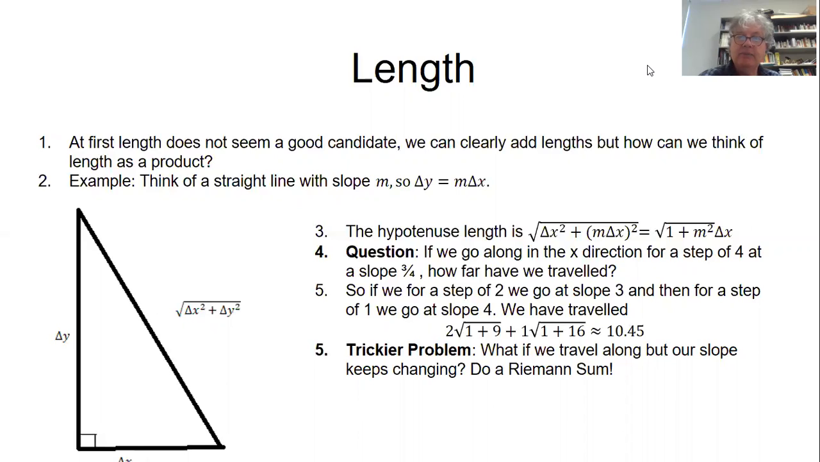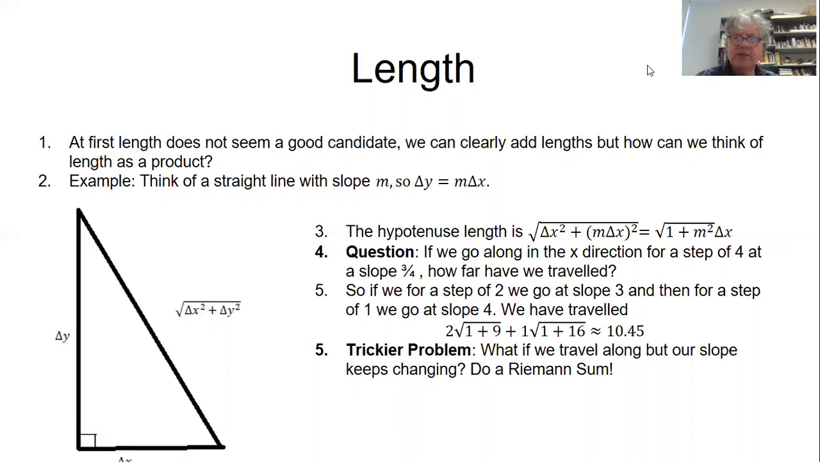Okay. So for example, if you go for a step of 2 at a slope of 3 and a step of 1 at a slope of 4, okay, so delta x is 2, going at a slope of 3, so that's going to be 2 times the square root of 10. And then you go at a slope of 4, so you're doing a step of 1 times the square root of 17. And that means that altogether you've traveled in your dogleg little trip around 10.45.